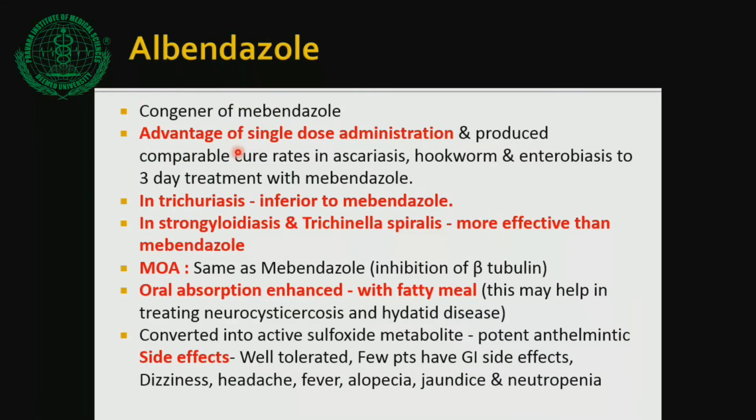Now coming to albendazole. Remember, in this chapter these two drugs have the main focus, mebendazole and albendazole, and last is neurocysticercosis that we will see in the end. So albendazole, it is a congener of mebendazole. Advantage is a single dose administration and comparable cure rates in Ascaris, hookworm and Enterobiasis. So roundworm, hookworm and Enterobiasis comparable rate, but still in Enterobiasis somewhat higher efficacy of mebendazole. This we have already seen. In trichuriasis it is inferior to mebendazole, while in strongyloidosis and Trichinella spiralis it is more effective than mebendazole.